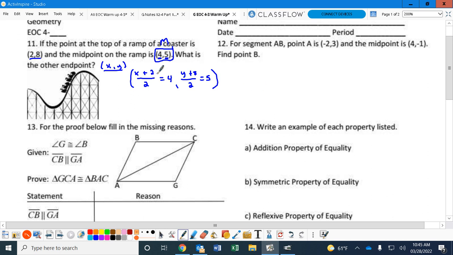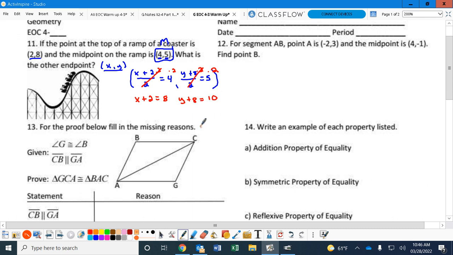You're going to multiply both sides by 2. Let me change colors just so you can see it really clearly. I like when y'all see it. So we are going to multiply by 2 on each side. This 2 just cancels out the denominator, guys. There's no distributing it. This 2 cancels, and we just bring down x plus 2 equals 8. On the other side, the 2 cancels, and we bring down y plus 8 equals 10.